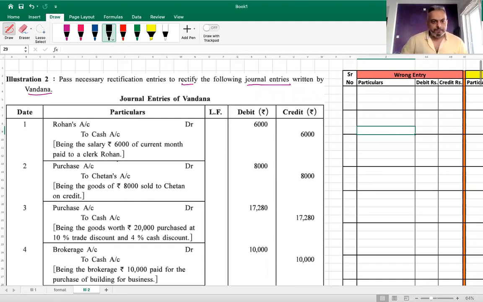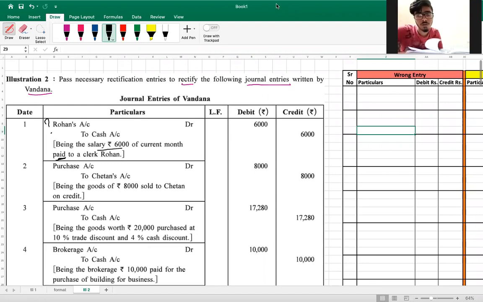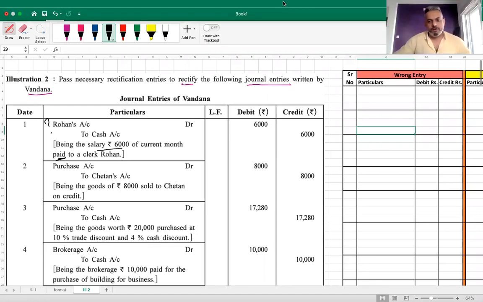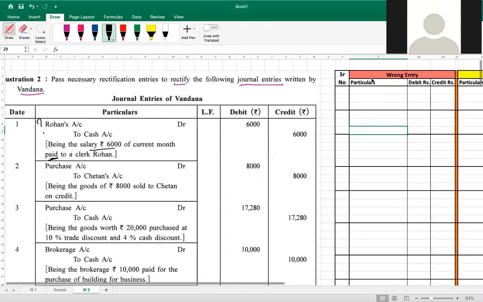So over here, we read the narration: being the salary of 6,000 of current month paid to clerk Rohan. Now we have paid salary of 6,000. So should we record the name Rohan over here? No. No, sir. What is the correct entry over here? Salary account debit to cash account. Cash. Very good. Salary to cash.